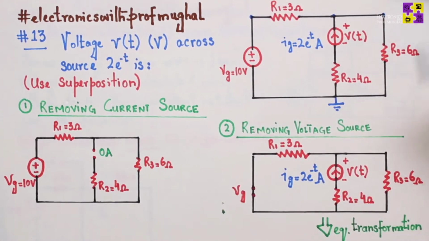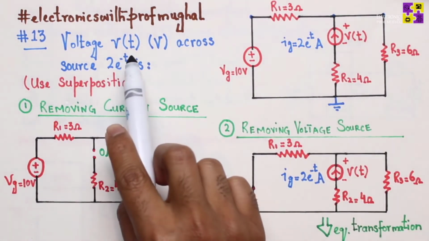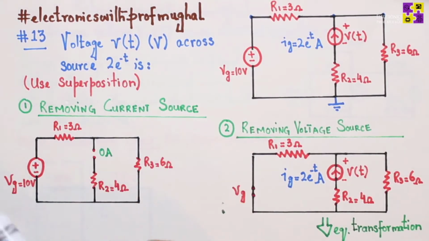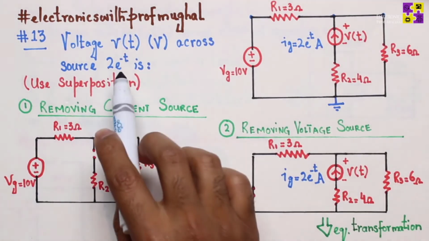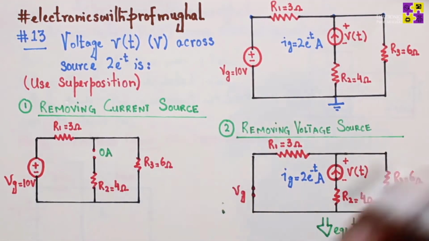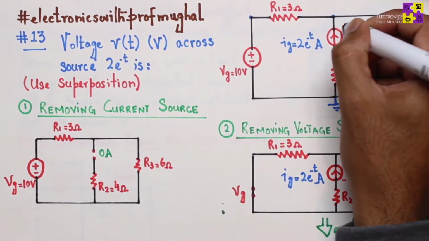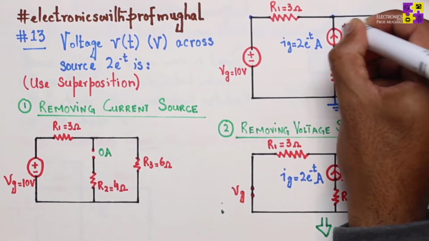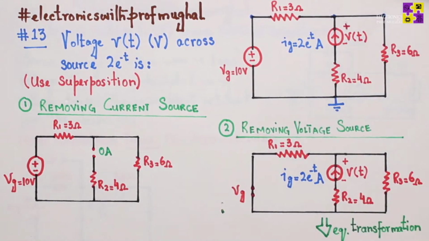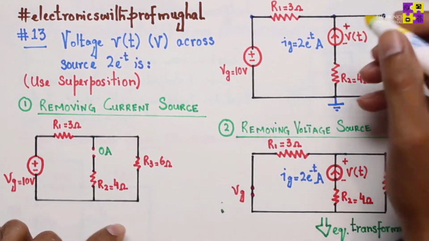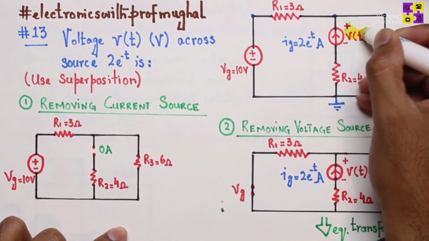In the circuit that you see on your screen right here on the top right corner, the voltage V of t across the source 2 to the power e minus t is what? So we have to find out the voltage across this source right here, right? Remember, there are two sources over here.